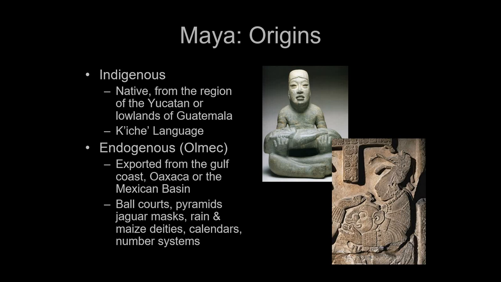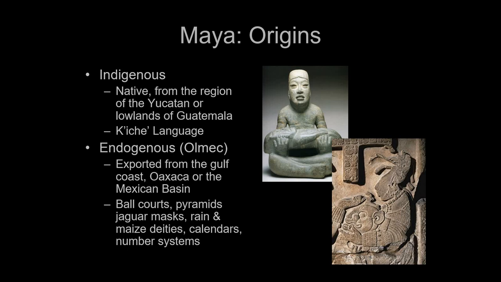Now, there's basically two ways to think of it. One, they're native. They are the Quiche or the Yucatec that are there, and they started in the lowlands of Guatemala, and they just pulled themselves up from their bootstraps and created this civilization. Why not? Lots of other cultures have done it. They could have done it too. The speed and development of the culture is one of the reasons why maybe that's not accurate.